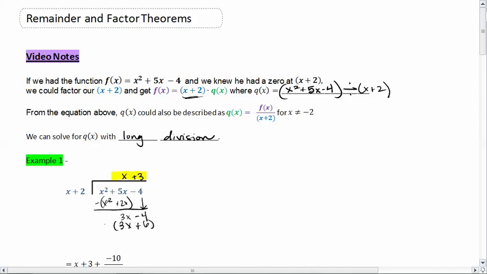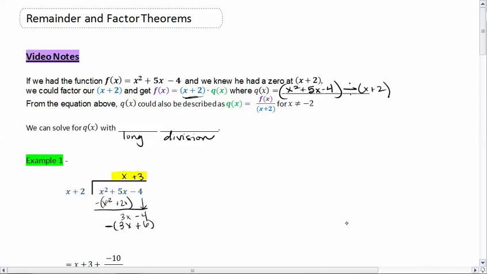Again, we're subtracting this whole thing, so you might make each of these negatives if you want. That 3x goes away, and we end up with negative 4 minus 6, which is going to give us negative 10. We're out of terms, so we know that that negative 10 is equal to our remainder. So we have remainder negative 10. And our quotient is x plus 3 with remainder negative 10.